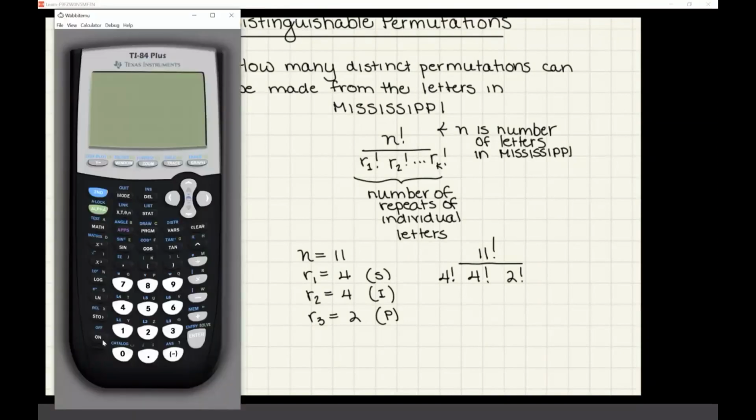Everybody should see my TI on the left. I can type this formula right into the TI. So I'm going to first get a fraction template, and I'm going to put 11 factorial on the top. On the TI, that's in the math menu, and it's the 4th item in probability. So there's 11 factorial. Then 4 factorial.